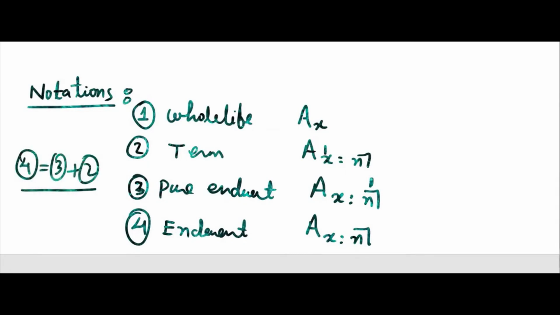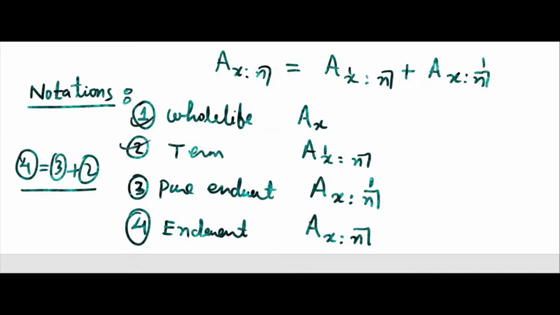That means A x n is this plus this. Remember, A x n is this plus this. There is a small 2-line derivation. We'll do that later. No more derivation today. Just remember this. This is a whole life policy. This is a term policy. This is a pure endowment policy. This is an endowment policy. Using general reasoning also, I'll write a bit. Then we'll do 1 or 2 problems.